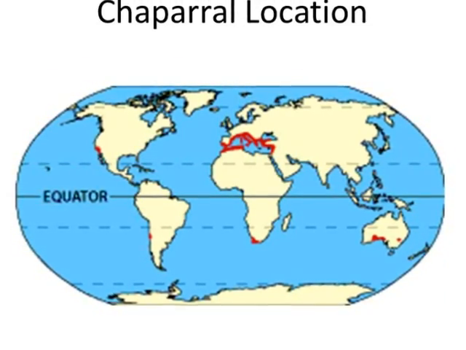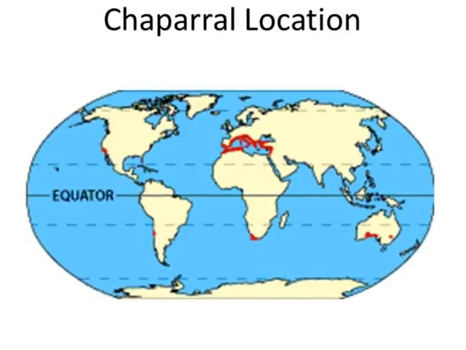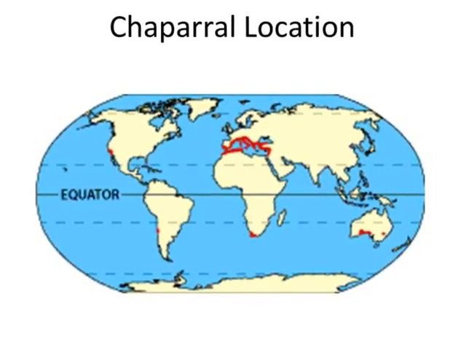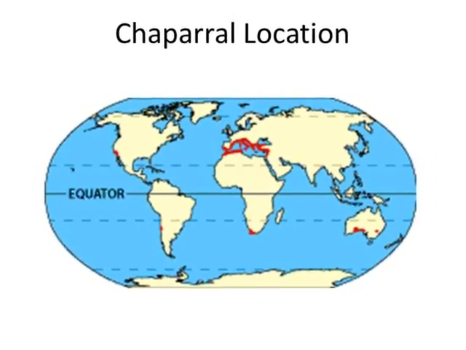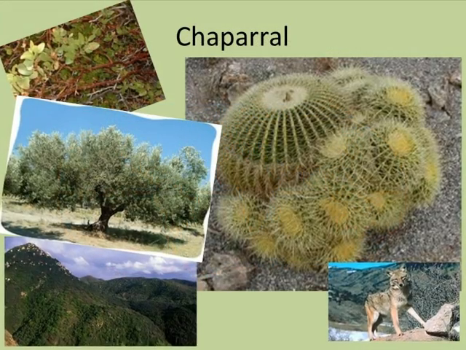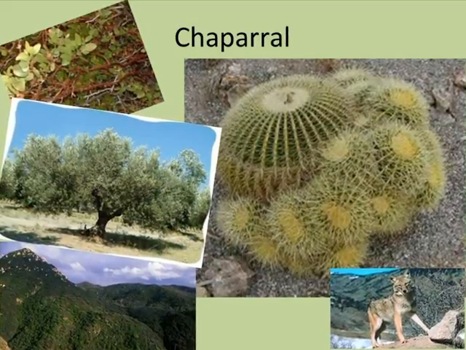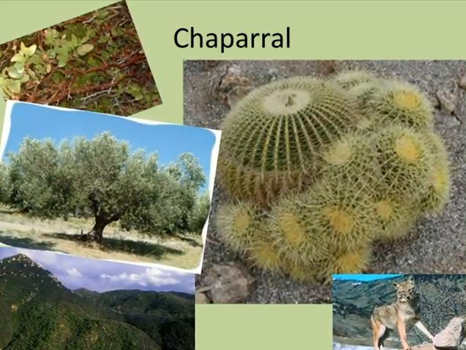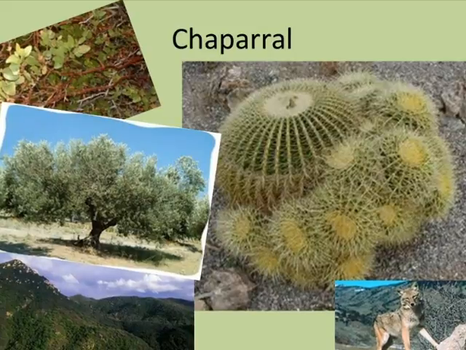This biome is found on most continents: the west coast of the United States and South America, the Cape Town area of South Africa, the western tip of Australia, and the coastal areas of the Mediterranean. There are many different types of terrain. Some are flat plains, rocky hills, and mountain slopes. It is characterized as being very hot and dry.